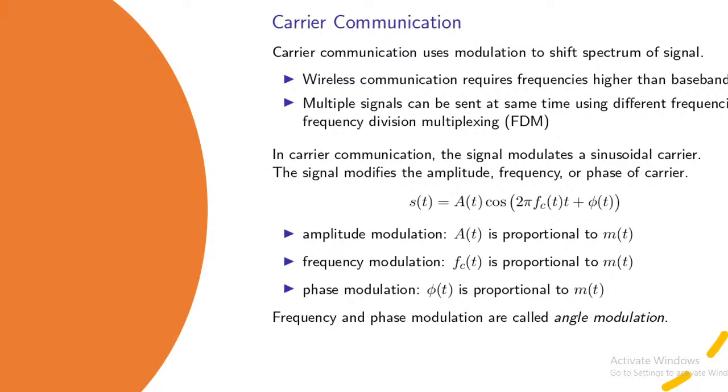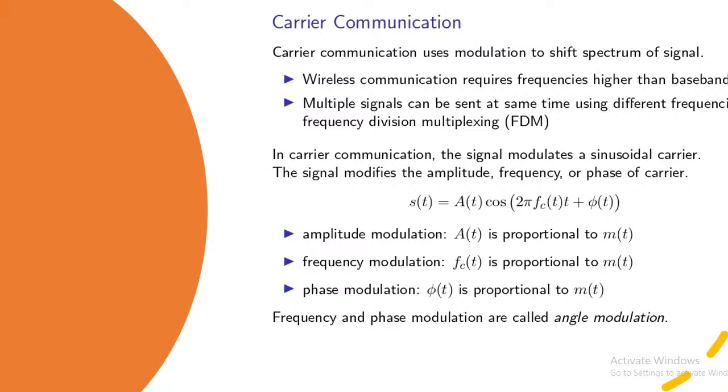Now, what is carrier communication? This also we discussed in the last class. Carrier is the signal that carries the baseband signal. So carrier communication uses modulation to shift the spectrum of the signal. Wireless communication requires frequencies higher than the baseband signals. Multiple signals can be sent at the same time, so you don't require TDM. At the same time, you can send multiple signals using different frequencies. For example, you can use frequency division multiplexing. At different frequencies, you can send different signals.